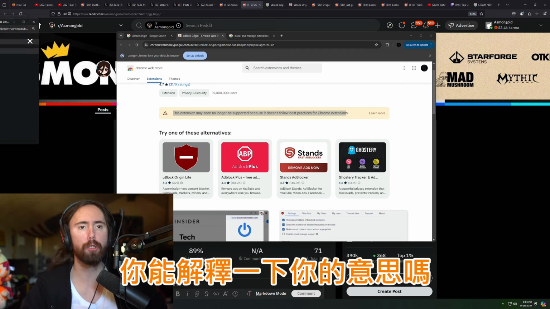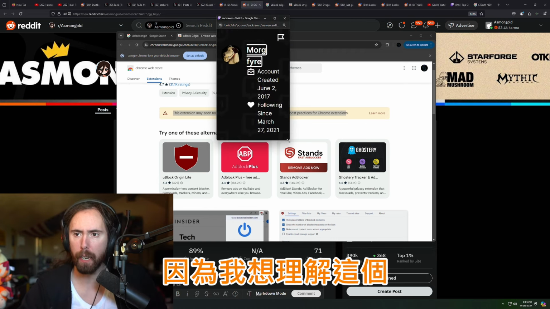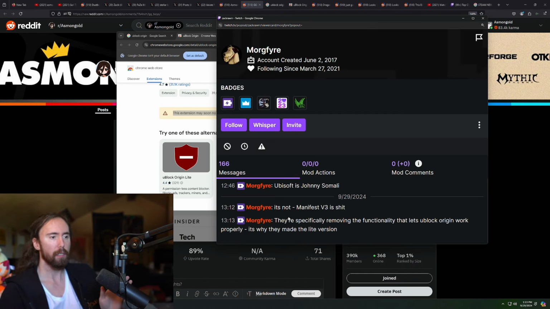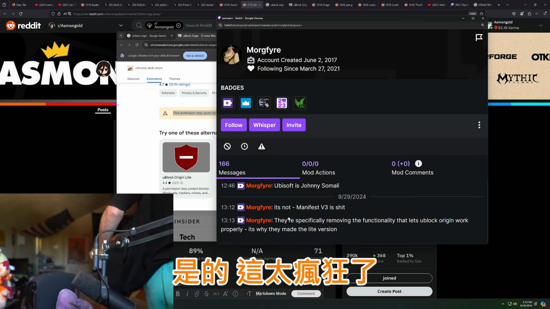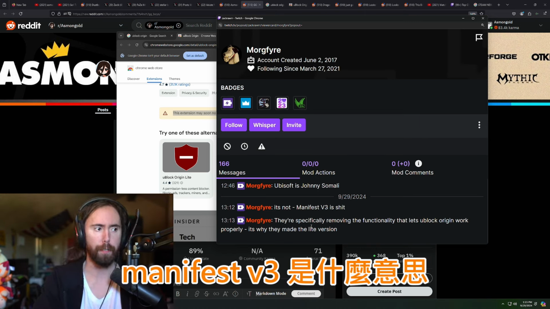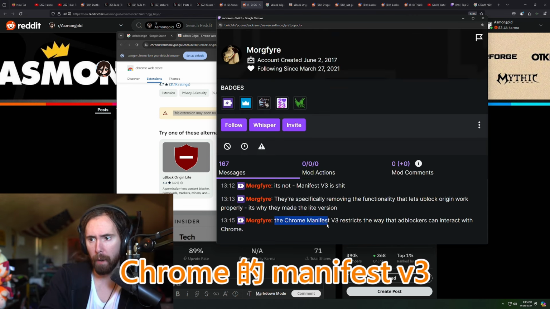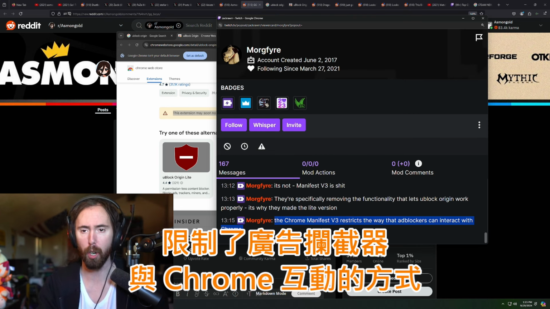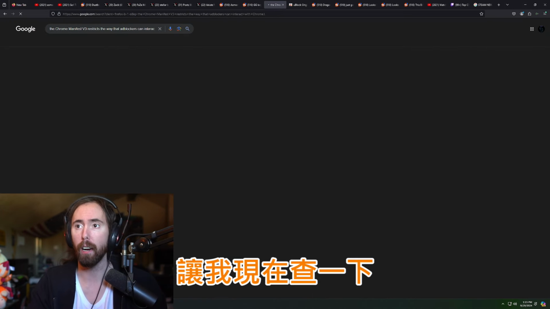Can you explain what you mean by this? Because I want to understand this. I don't know enough about this, so can you explain this? Yeah. This is crazy. So, what do you mean by this Manifest V3 shit? The Chrome Manifest V3 restricts the way that ad blockers can interact with Chrome. Let me look this up right now.